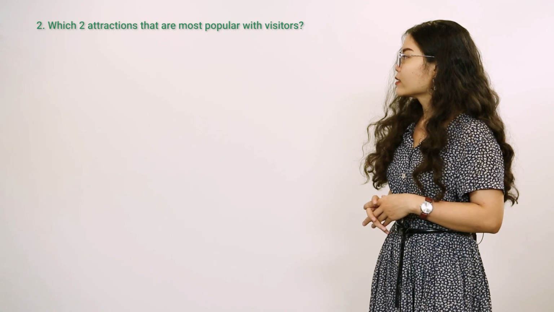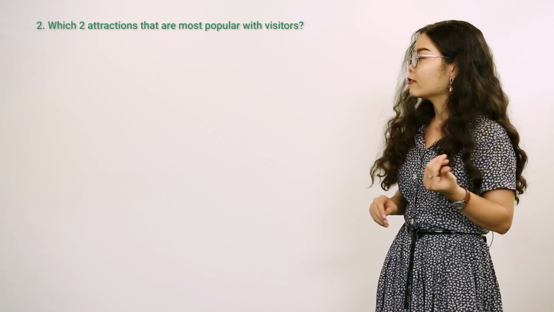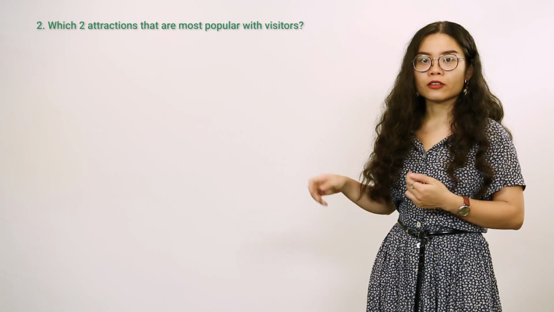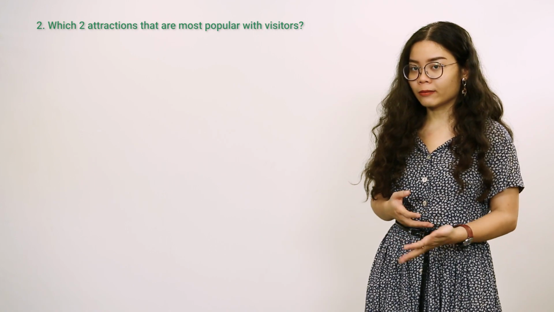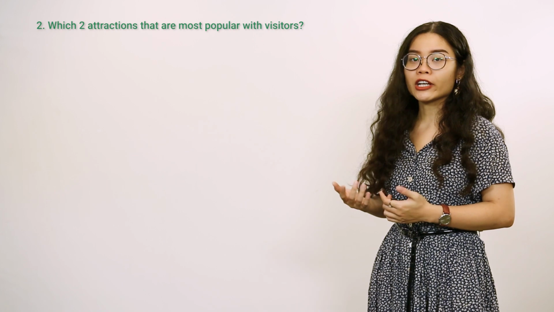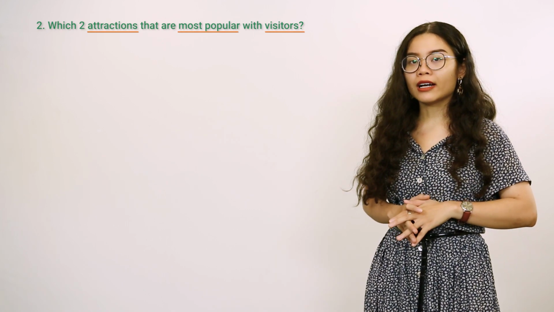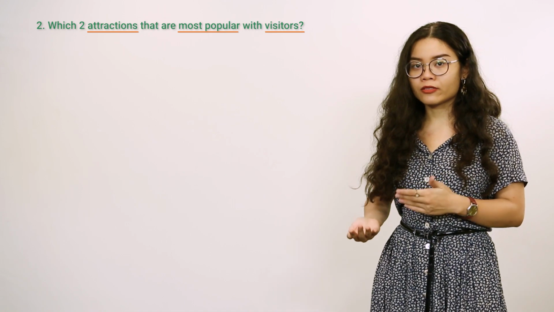Alright, so the keywords in this one that you must know. First, you have to understand that they require 2 short answers. So you have to listen to 2 pieces of information and fill in the blank. And the keywords in this one are, first, attractions, and then most popular, and then visitors. So now you need to find any synonyms to paraphrase these 3 words.